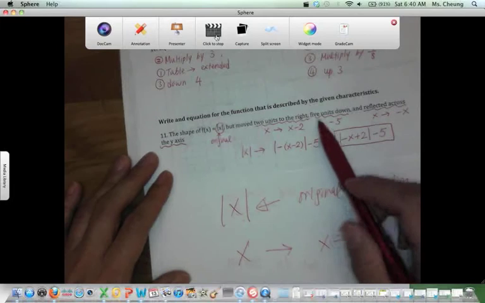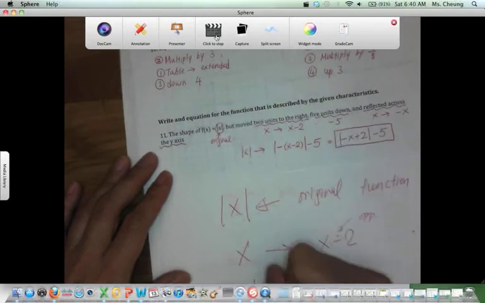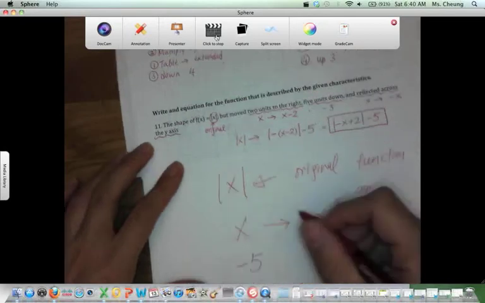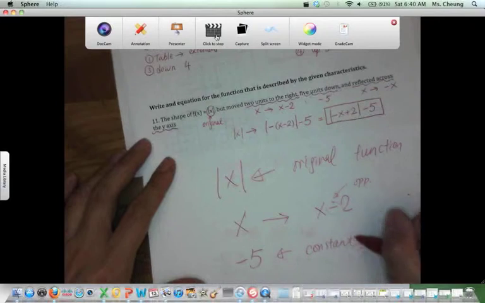And then after that, I'm going to highlight 5 units down. 5 units down means that my constant is going to be negative 5. This is my constant. It is moving 5 units down.